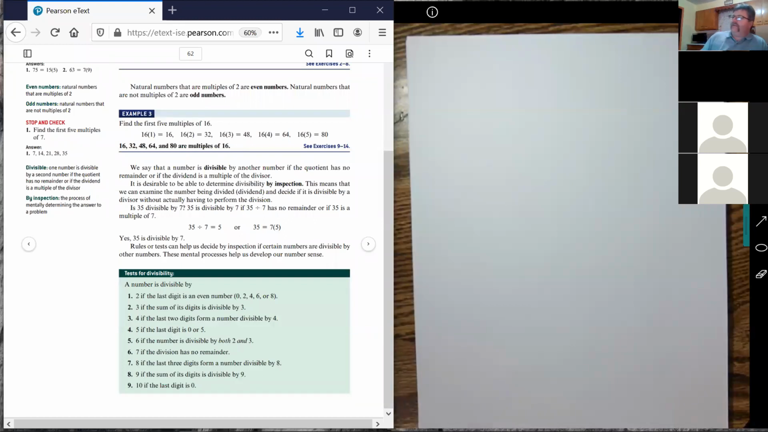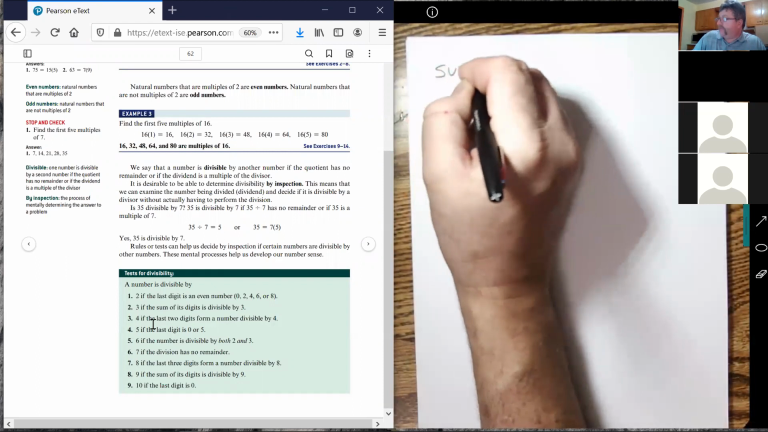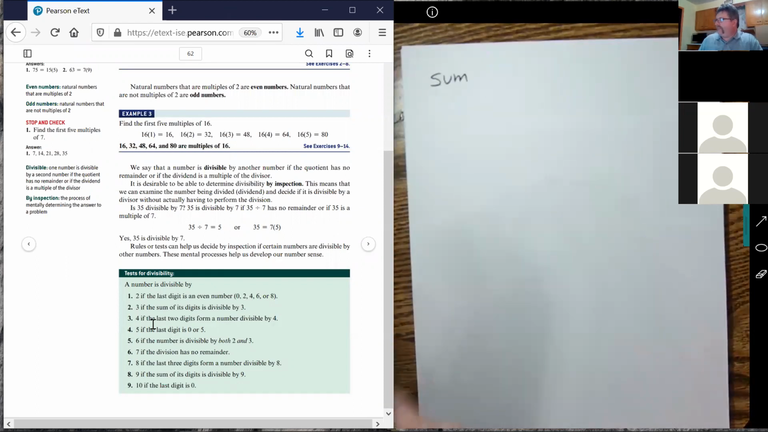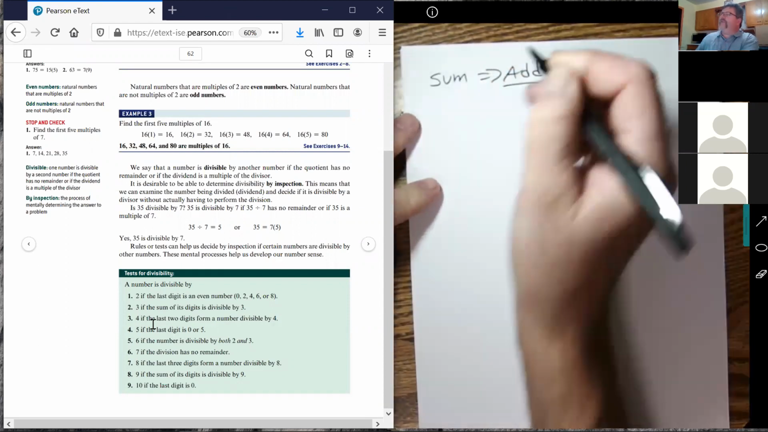Well, what if I want to divide something by 3? The second step there. Well, it'll divide by 3 if the sum of the digits is divisible by 3. Now, what does that word sum mean again? We've got to review a little vocabulary here. What does sum mean? Add. Sum means add. Okay, so the sum of the digits.